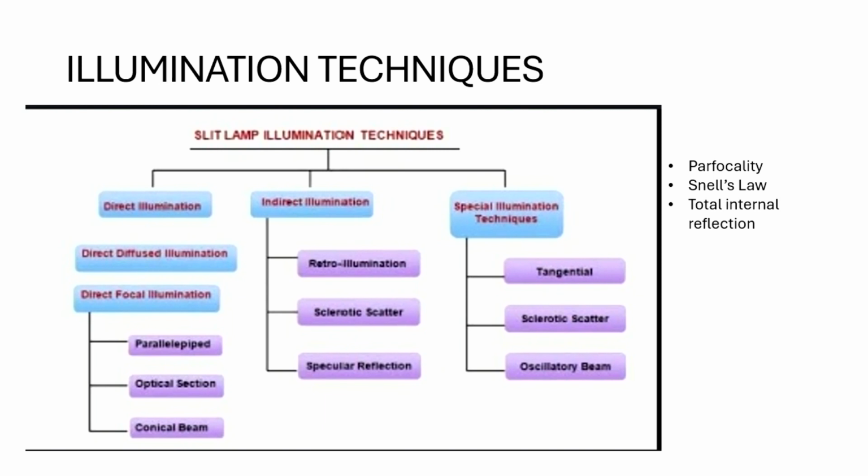First is Snell's law, which is utilized in specular reflection so that we are able to visualize the endothelial cells. Next is total internal reflection, which is employed in sclerotic scatter, so we are able to appreciate a normal cornea or a cornea with opacity. The light travels through the opaque sclera and gets reflected along the layers of the cornea. If it is a normal cornea, we will see a temporal halo. And if it is an opaque cornea, we are able to delineate the opacity due to total internal reflection.